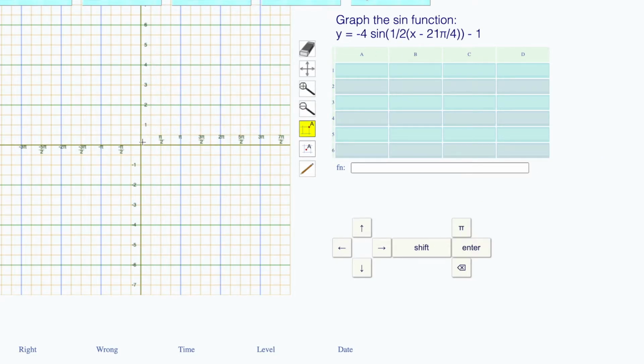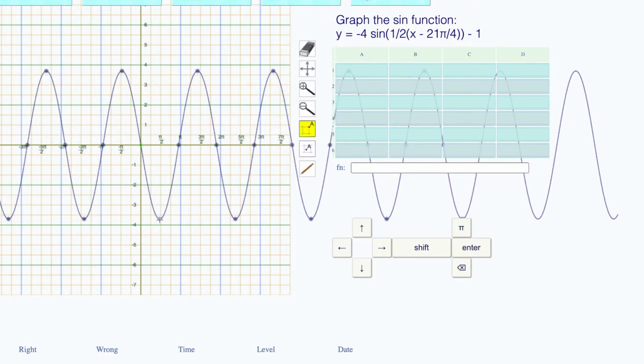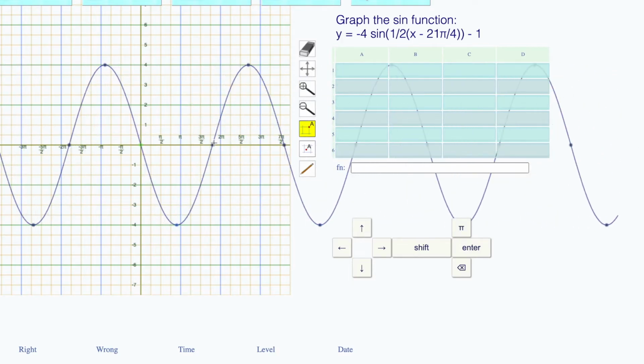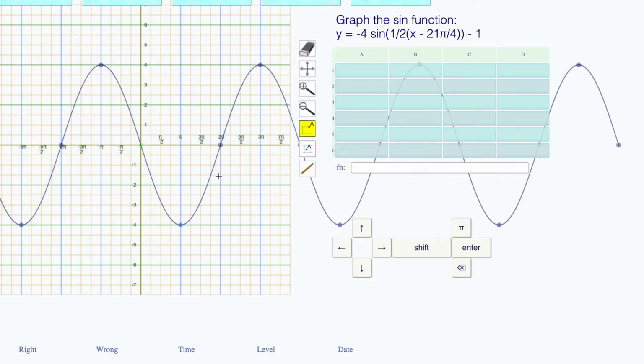The a is negative 4. So I'm going to take this point that's at 1, multiply it by negative 4, bring it down to negative 4, like that. Then the b is 1/2. Take the reciprocal of 1/2, that's 2, and multiply pi by it, 2 pi. So I'm going to take this point and drag it to 2 pi. That means our period is 4 pi.